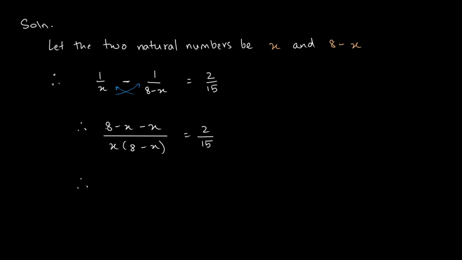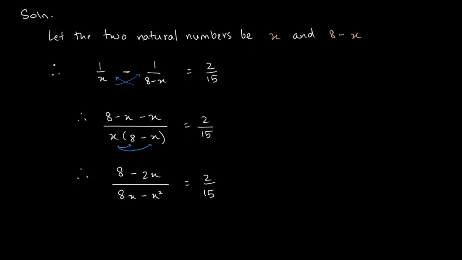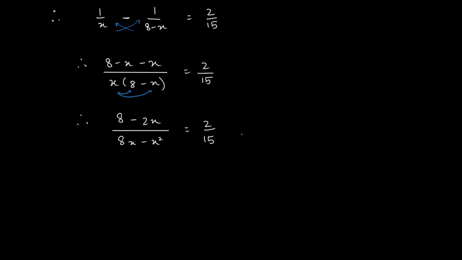Simplifying this a little further, 8 minus x makes it 8 minus 2x divided by, let's expand the bracket here, so that is 8x minus x squared. Remember, it's the distributive property, x gets multiplied to both of them, and this is equal to 2 upon 15 this time. Right, now to simplify this further, let's try to bring all the terms in the numerator.